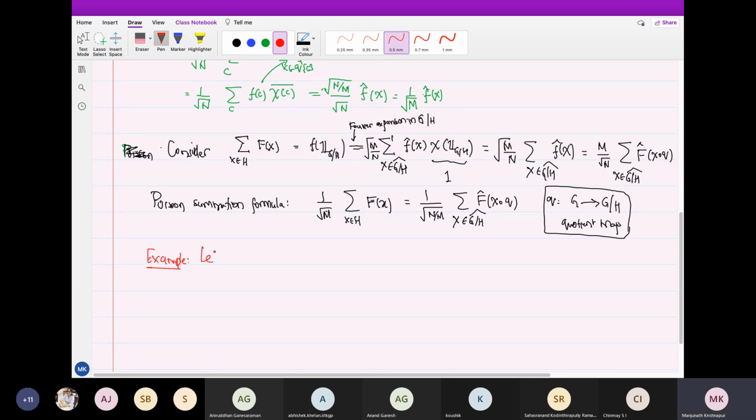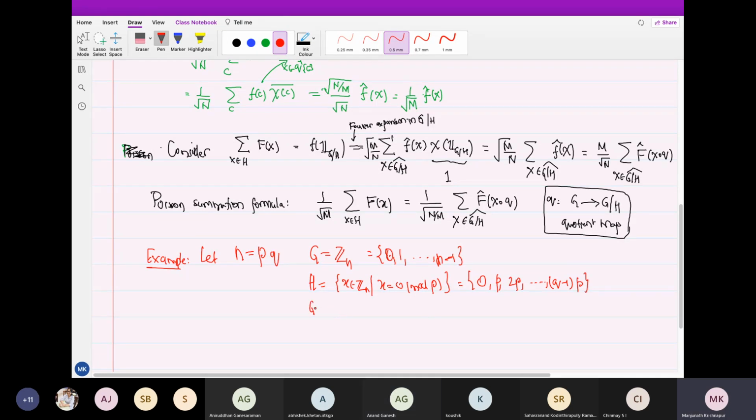So let's write n as p times q. I don't mean that they are prime numbers or anything like that. And let G be Zn, which is 0, 1, up to n minus 1, with addition modulo n. Let's take the subgroup H to be the multiples of p, which is just 0, p, 2p, up to (q minus 1)p.